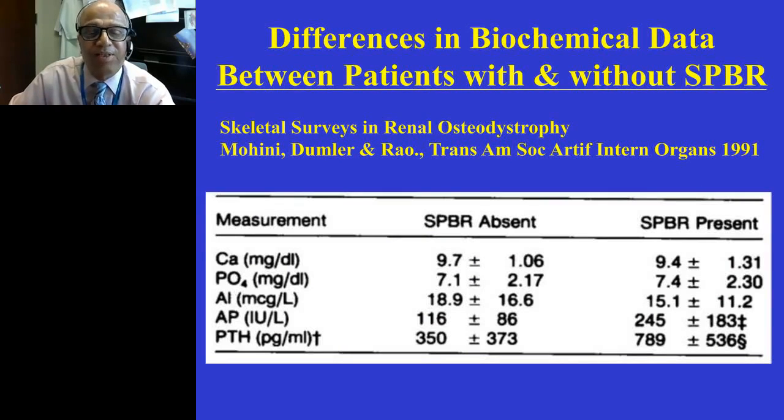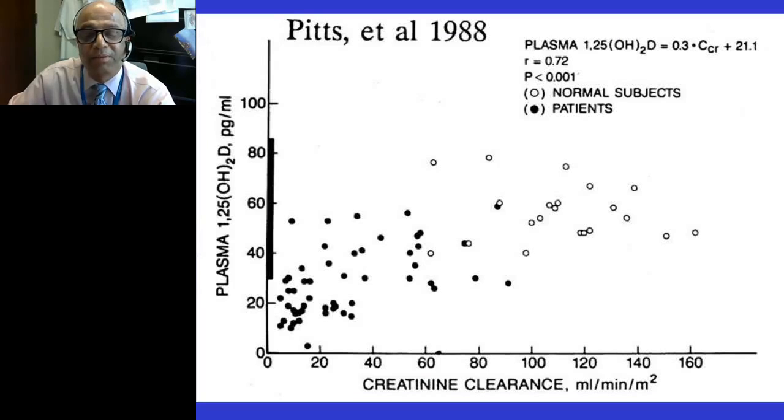This is a slide of a study that we did a number of years ago in patients with renal osteodystrophy with skeletal disease present on the skeleton versus those who don't have the skeletal manifestations. The PTH levels are about twice as high in patients with bone disease compared to those who do not have the bone disease. I will switch to the next slide set, which is an important one. Give me 1 minute, please.